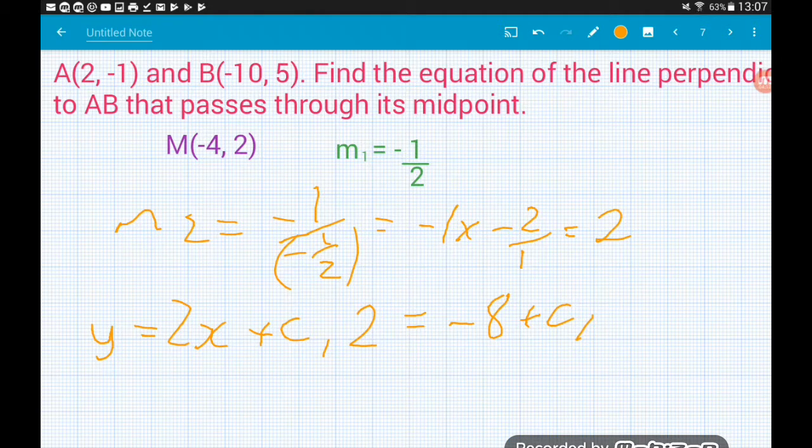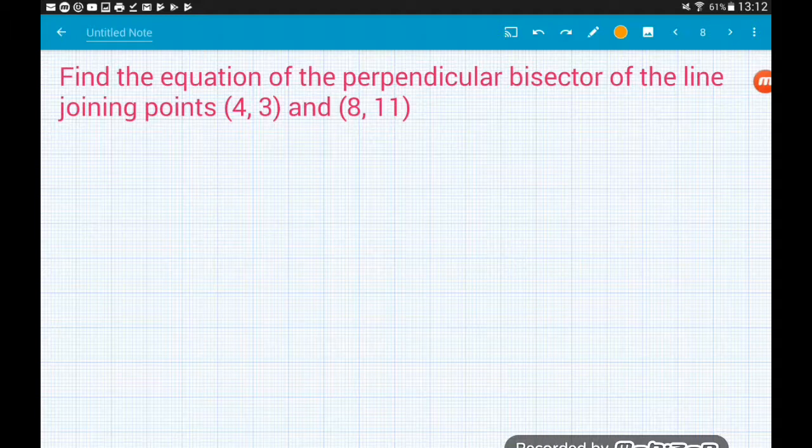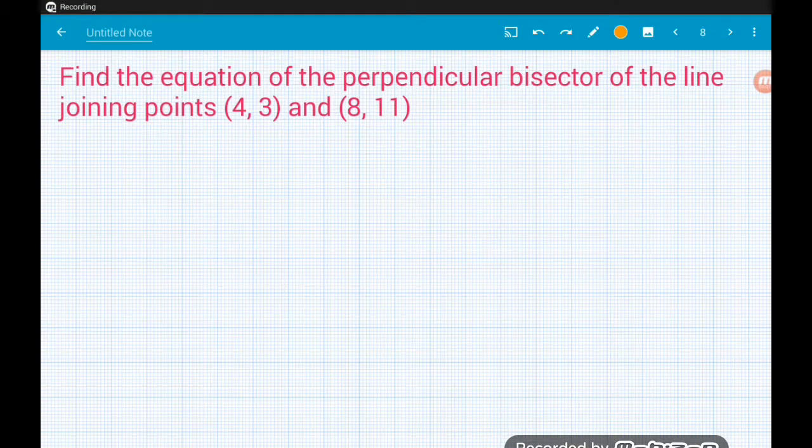Then if we add that 8, we would get c is equal to 10. So we've got the equation of our perpendicular line, much nicer one this time. We've got y is equal to 2x plus 10. Jobs a good one. Okay, so the last one of these beauties for this video.